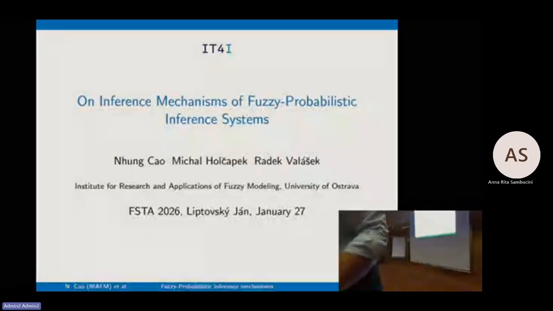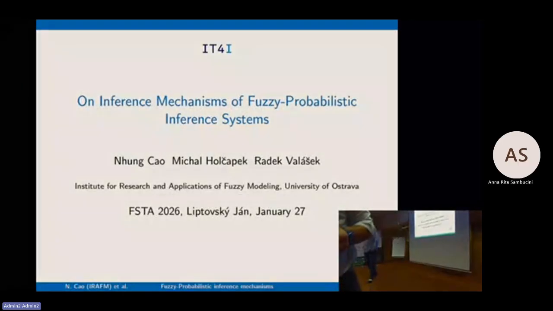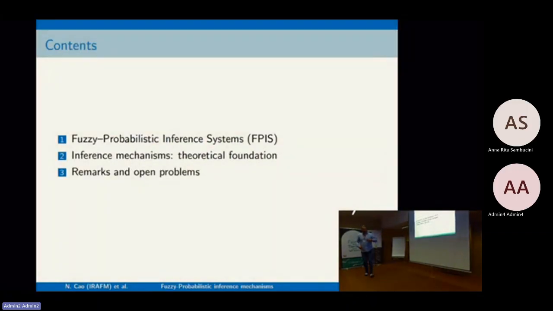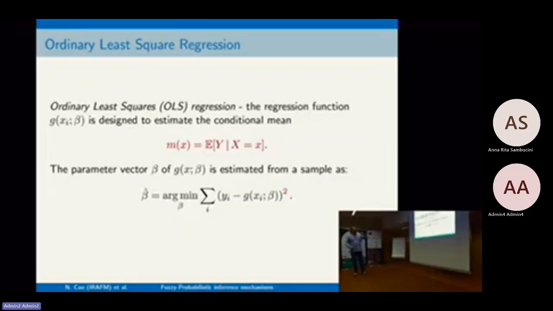Fuzzy and probabilistic, so it means that if-then rules are designed so that in the antecedent we consider fuzzy sets to provide some partition of the space. And in the consequence, we consider probabilistic measures expressed using quantile functions, because there is a one-to-one relation between probabilistic functions and quantile functions. So, okay, I will skip it.